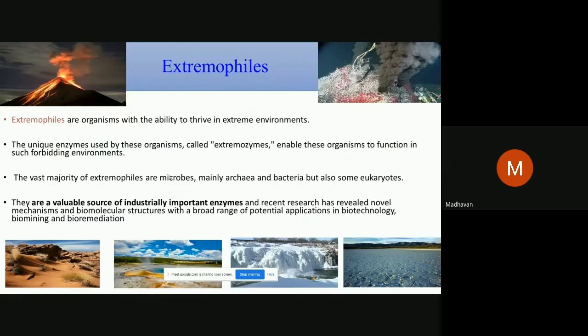Just before, I told you about the extremophiles. Why extremophiles? They are organisms that have the ability to thrive in extreme environments. So their enzymes are called extremozymes, and they are a valuable source of industrially important enzymes, because that way we can get enzymes with very particular, very specific properties which you cannot think of. Most of these industrial enzymes may require high temperature operating conditions, so you need a thermophilic enzyme.